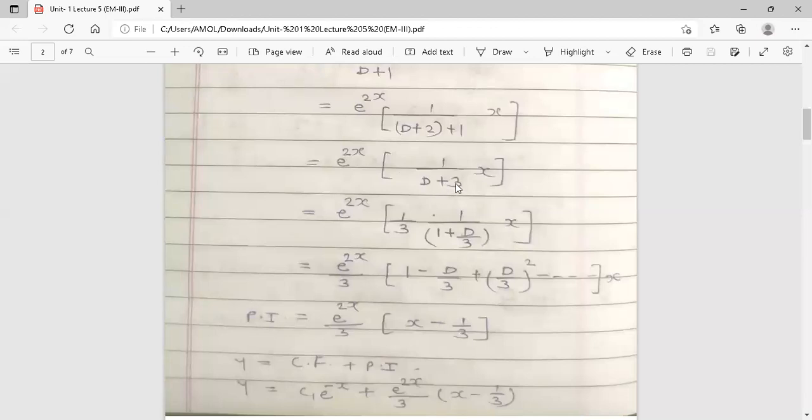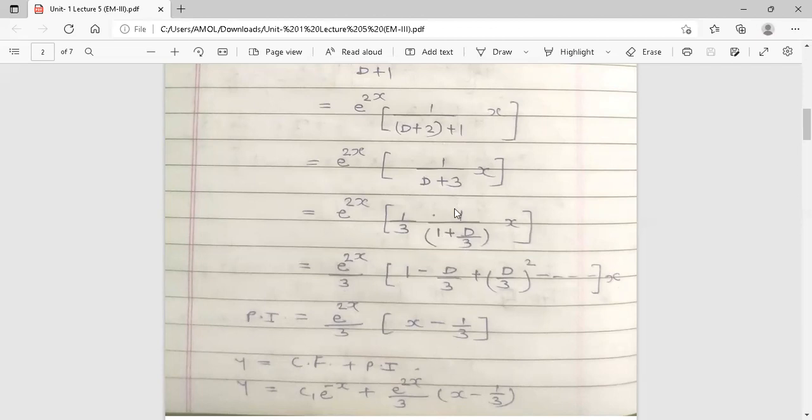Here the constant term is 3, so you take 3 common. If we take 3 common, the term is 1 by 3 into 1 upon the denominator term. We have taken 3 common, so in place of 3 there is 1, and then 1 plus d upon 3. So the term is 1 plus d upon 3 after taking 3 common. This x stays as it is. Now 1 by 3 is a constant term, so we can write the term as e raised to 2x upon 3 in bracket.